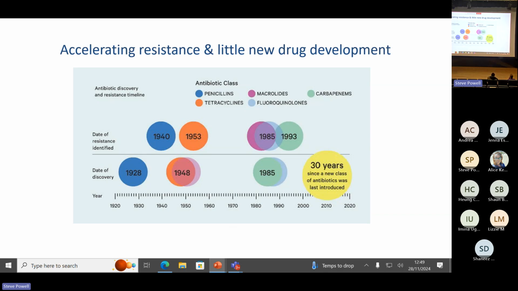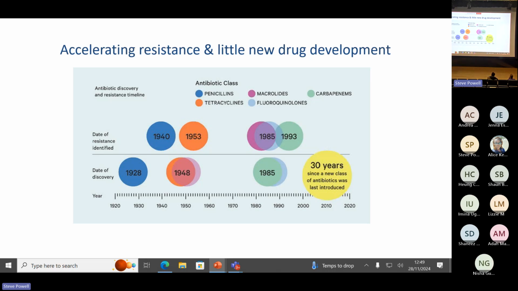This is a depressing image of how few antibiotics we have in the pipeline. So we have above the line, we've got circles of the same color that correspond to an antimicrobial agent. Below the line is the date of discovery. Above the line is the same corresponding color circle of when antimicrobial resistance to that agent was first identified. And we can see how quickly that happens. And then the yellow circle highlights 30 years since a truly new class of antibacterial was developed.